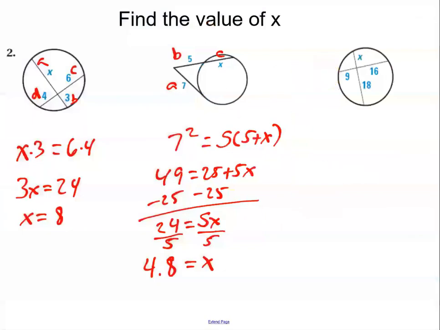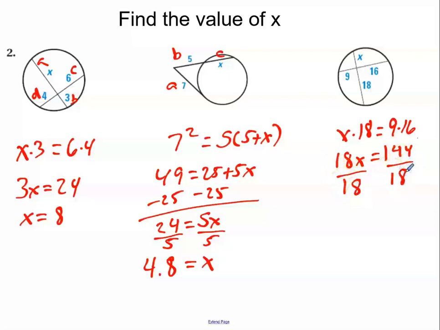Okay, oh, sorry. This one is going to be like this one. So it's going to be x times 18 equals 9 times 16. 18x, and 9 times 16 is 144. Divide by 18, and you get x equals 8.